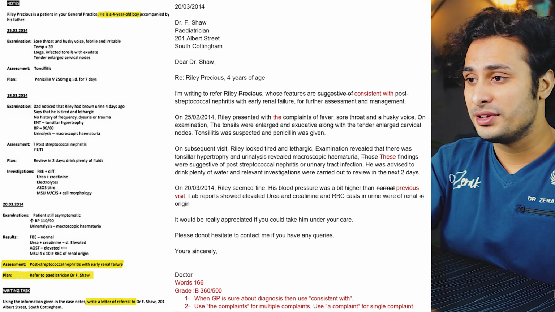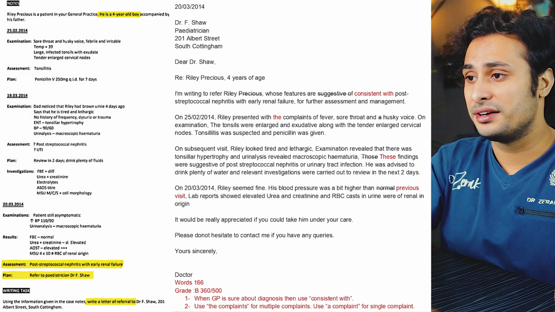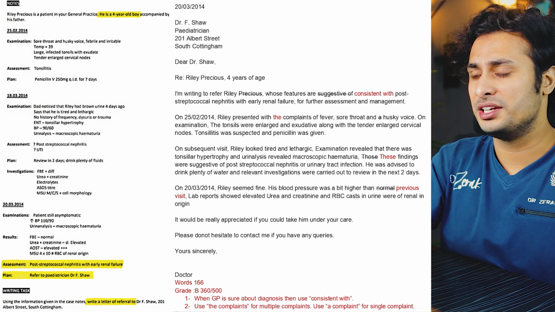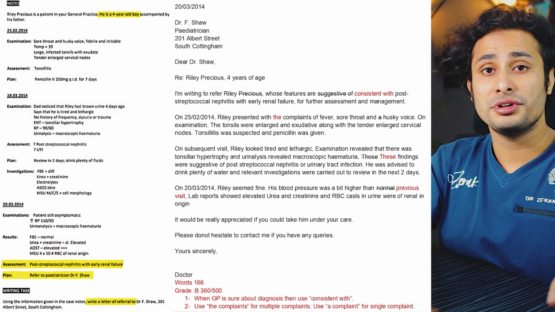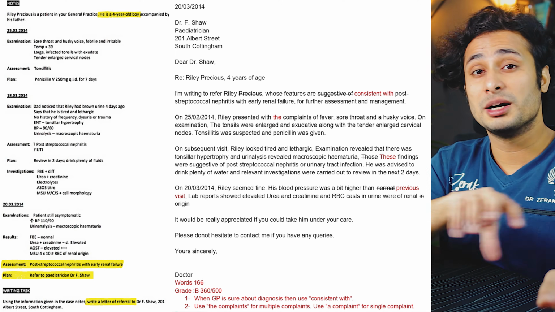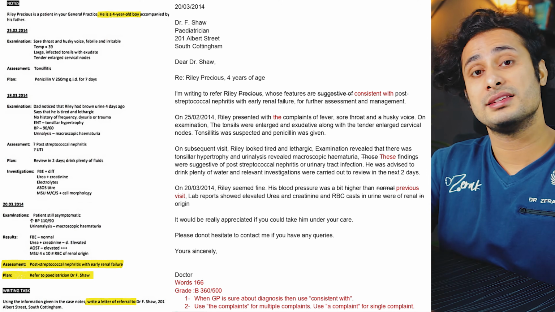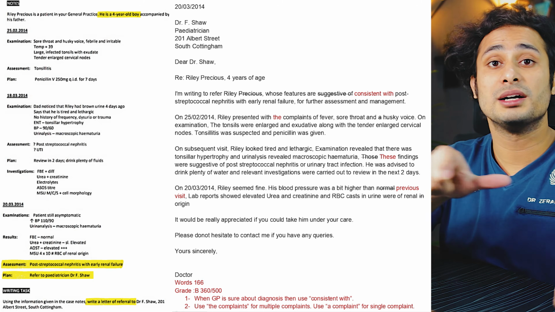So in the case note we can see that there is a mention that Relay Precious is a patient in your general practitioner. He is 4 years old, a boy accompanied by his father. So we got the name of the patient. The name of the patient is Relay Precious. So in the regarding statement, we will write the complete name of the patient. Either he is an adult or a child, we write the complete name.